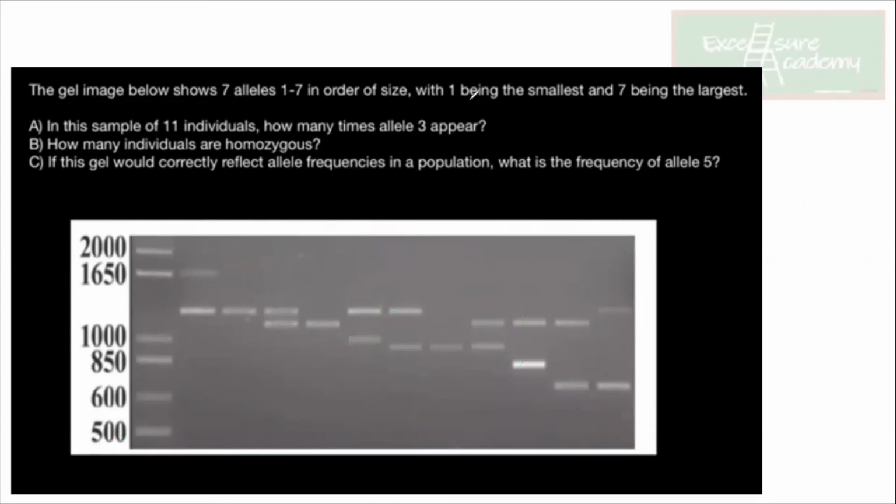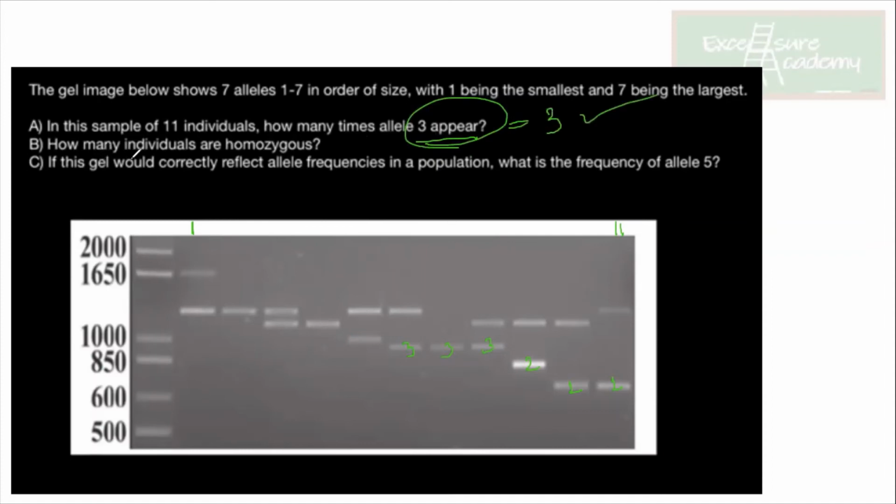Okay. Now let's do the question. So in this sample of 11 individuals, we saw from 1 to here, it is 11 individuals. How many times is allele 3 appearing? They have given that 1 is the smallest one. So this is our 1. This is 2. And this is 3. How many times is allele 3 appearing? Yes, it is 3 times.